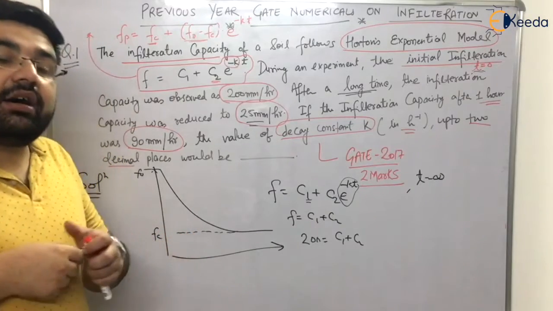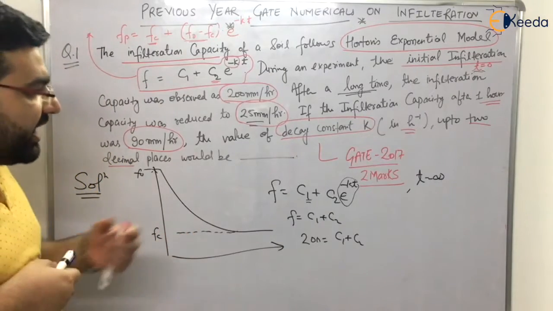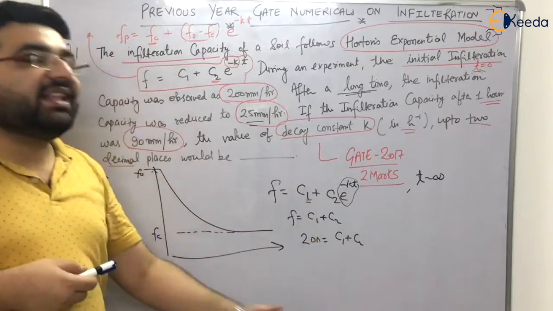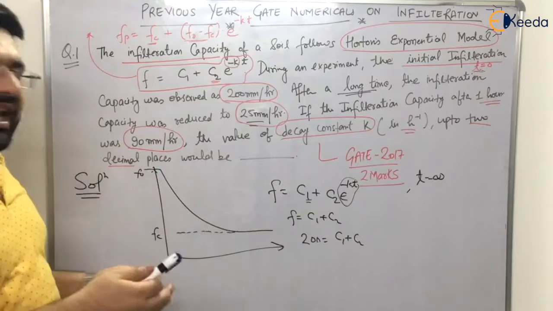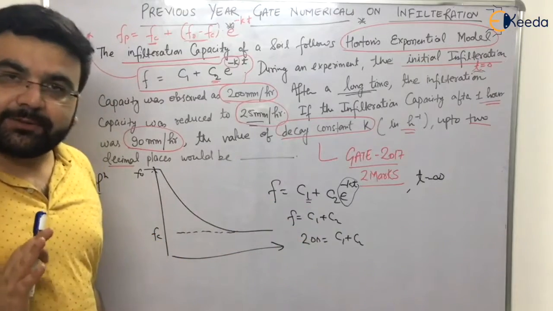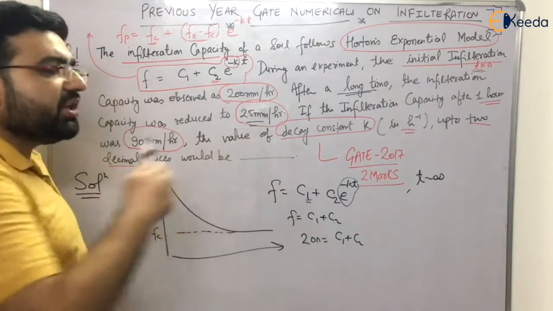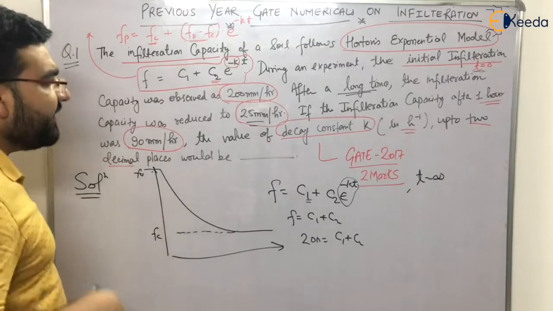But the wrong thing they did is that this question became very lengthy. If you solve it like this, you can solve it, no matter. If you have sufficient time, solve it like this and you will get the same answer. But why make this question lengthy? This question is very simple.